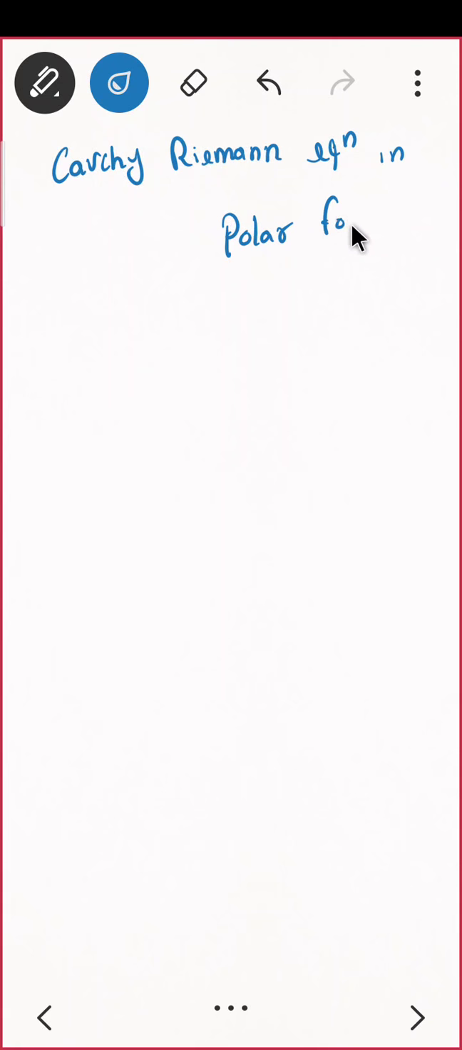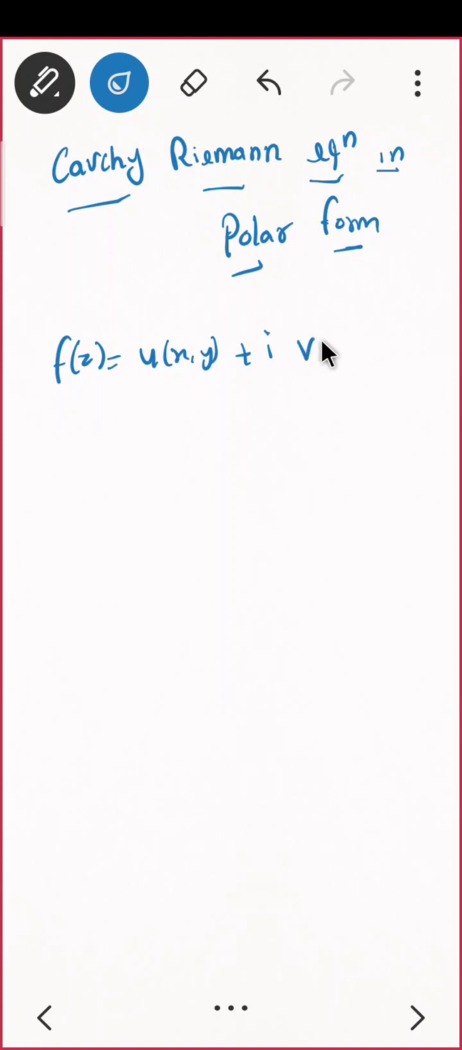Yeah. So let us see the CR equation in polar form. Correct? Can somebody quickly tell me what is the CR equation? If f of z is equal to u of x comma y plus i times v of x comma y, what is the CR equation?